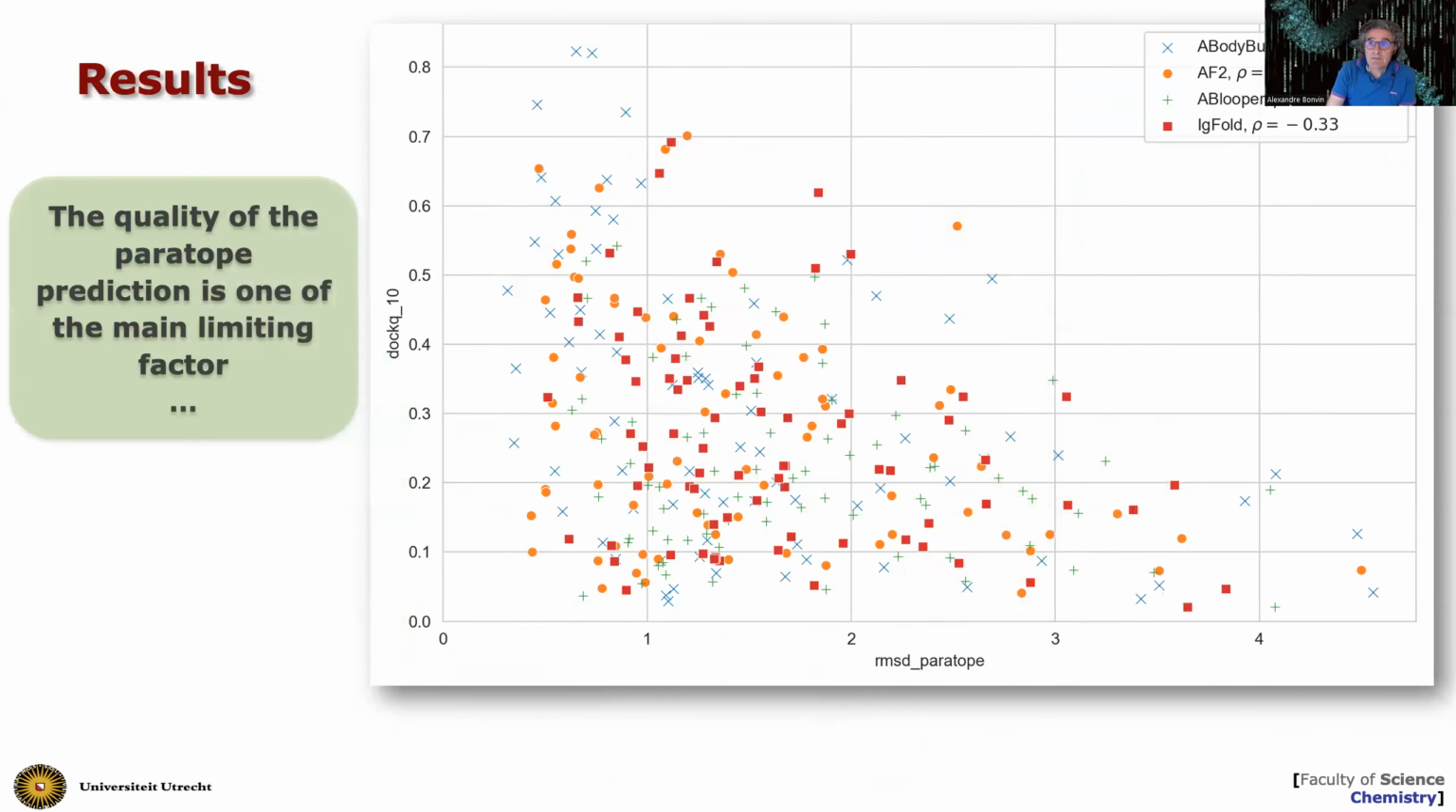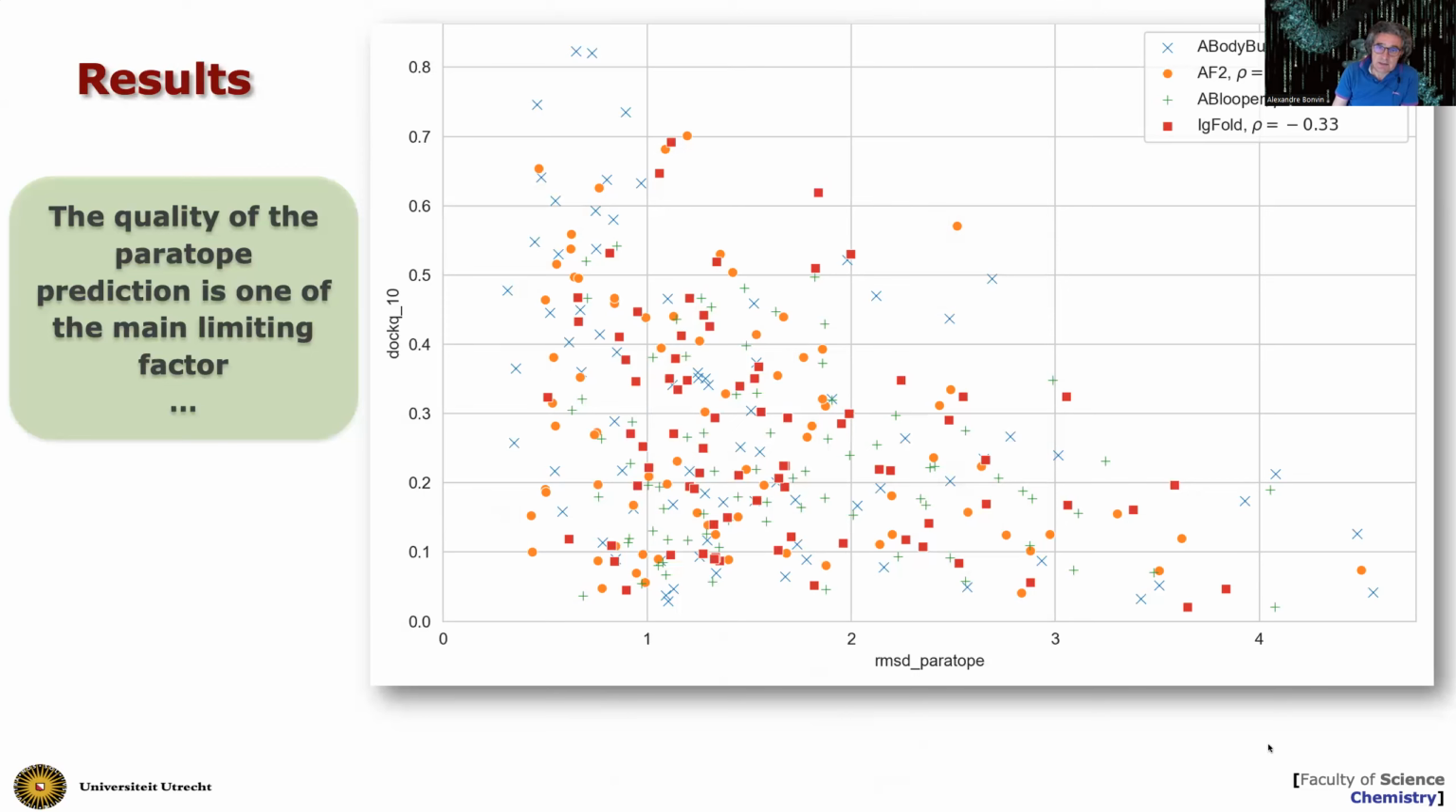So what is the limiting factor here in our ability to get good predictions? What you see here on the y-axis is a measure of the quality of the model that we are generating. It's called the DockQ metric. If it's 1, it means you have the perfect model. If it's 0, it means it's completely wrong. And what you see on the x-axis is basically the quality of the prediction of the binding site of the paratope, so the hypervariable loops on the antibody. And you see that as the prediction becomes worse in general, the quality of the docking model becomes worse as well. So it's not a perfect linear correlation, but you see there is a trend.